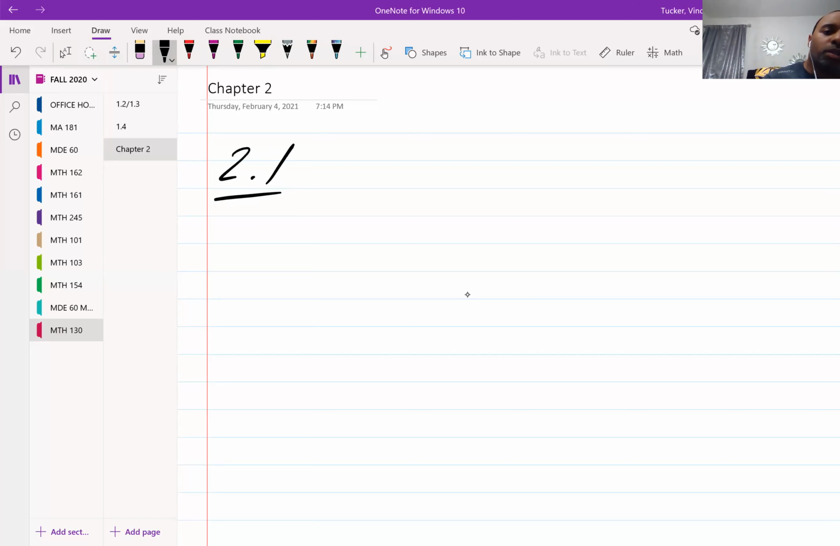So this is coming out of 2-1. Direction could just be simplify.